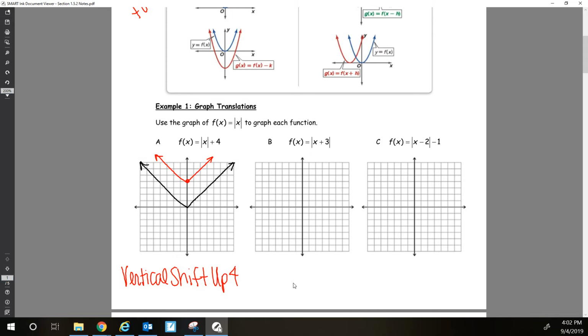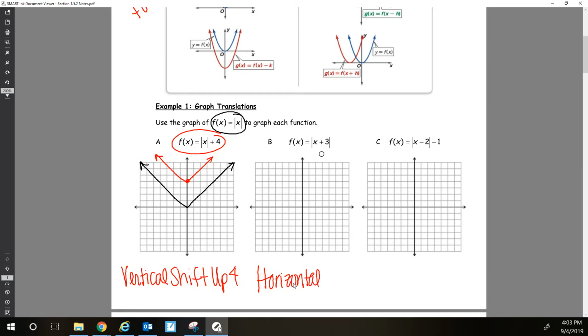So the red graph is this graph. The black graph is just my regular absolute value graph. I don't care if you put both graphs on the same one. In fact, I kind of prefer it if you don't. But if you need to put that parent function in there to remind yourself this is what it should look like, and then make your transformations from that, by all means, go for it. All right, for B, we're going to take this flat graph. Now my transformation is happening inside the absolute value, inside the function. So I'm going to do the opposite. It's going to be a horizontal shift.